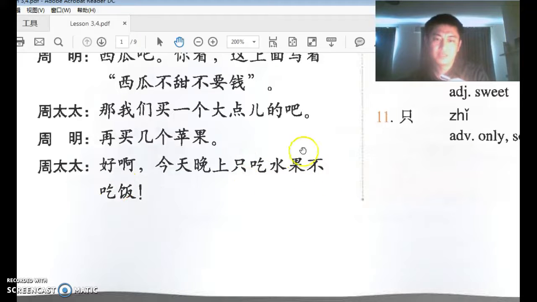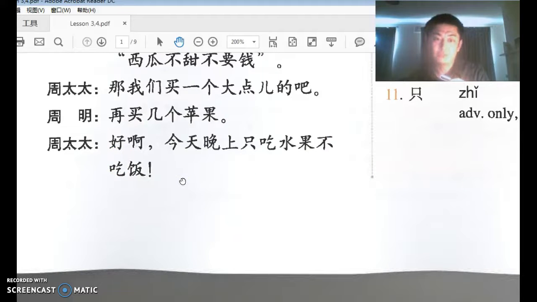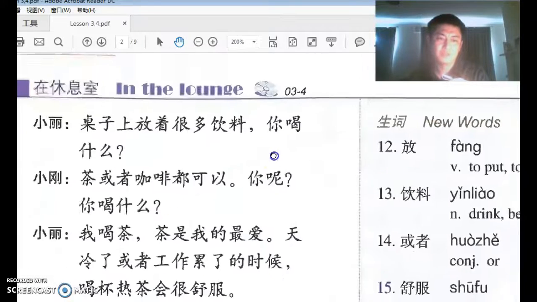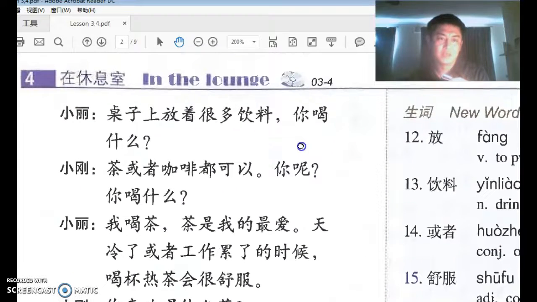Right? That is again two actions together. It's parallel. We only eat fruit. We don't eat dinner. 饭 is food, like a meal or something. Right. So that's number 3.